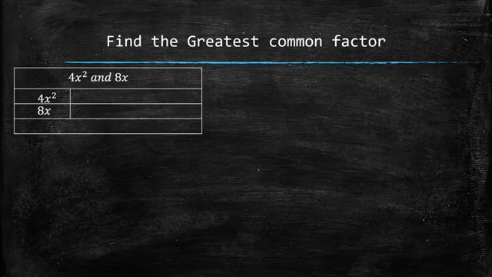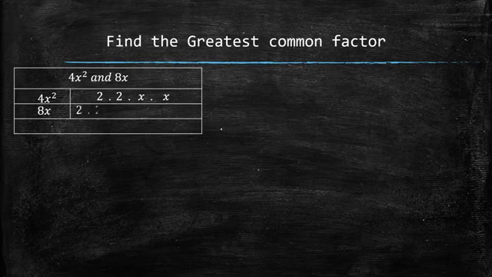Okay? But this time, for the sake of it, let's assume everyone is seeing this for the first time. So, one by one. The factor of 4x squared is 2 times 2, the factor of 4, then x and x, the factor of x squared. How about 8x? The factor of 8 is 2 times 2 times 2. Okay? So, 2 times 2 is 4 times 2 is 8.